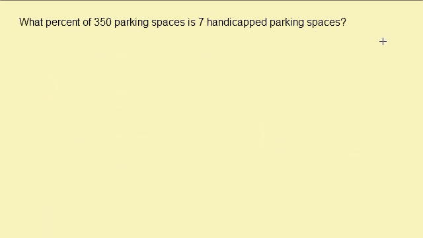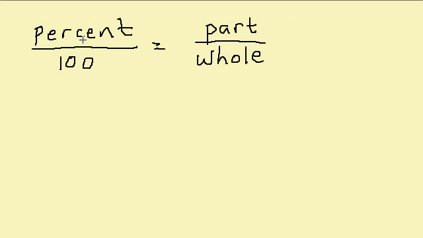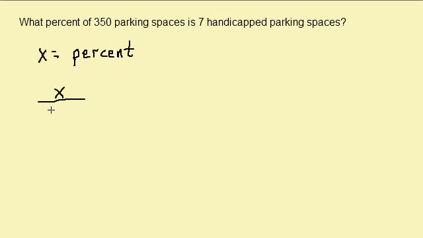Okay, let's take a look at another one. What percent of 350 parking spaces is 7 handicapped parking spaces? Okay, so you can see here that our variable x is the percent. That's what we're looking for. What percent? Okay, so we have x, which is the percent, and remember, the percent goes over 100, so it's x over 100 equals the part over the whole.